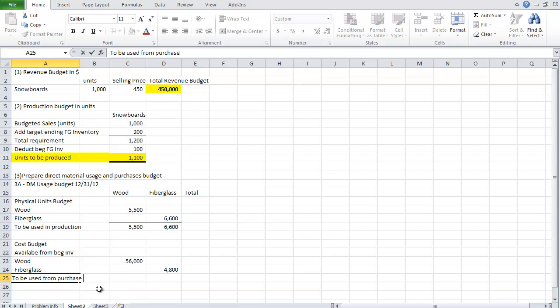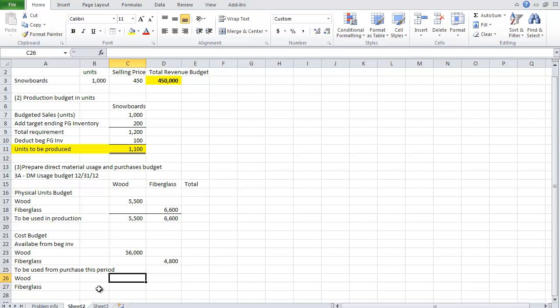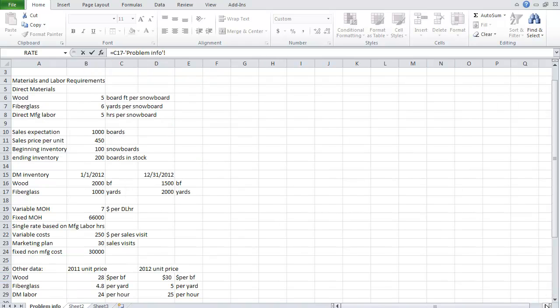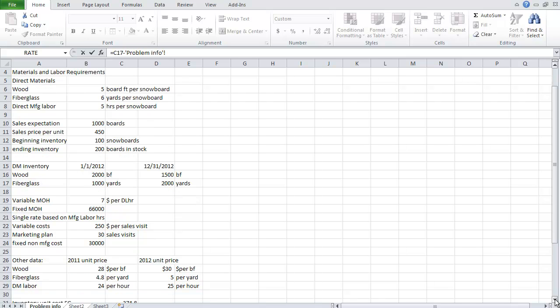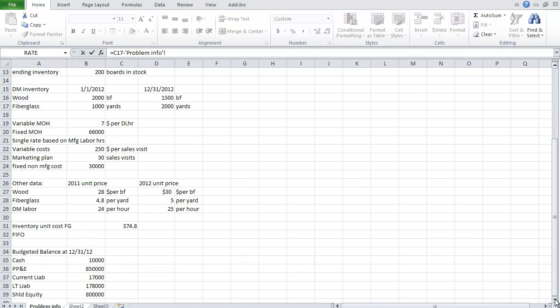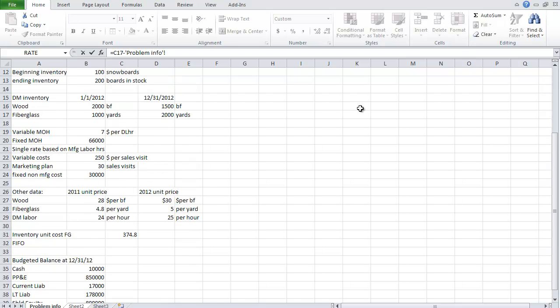So now we have to figure out what we value, the amount that we actually have to purchase this period. So again, we'll have wood and we'll have fiberglass. And in this side, we have the 5,500 that we calculated, so we're going to start with this 5,500. We take away the 2,000, and then we're going to multiply that. Let me start that over again here.